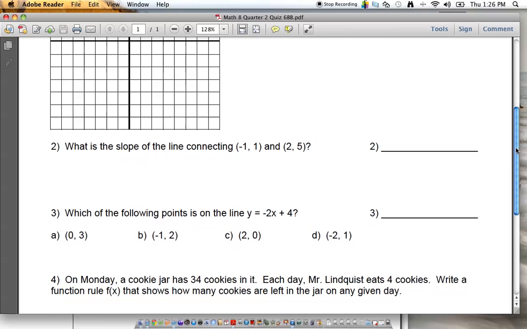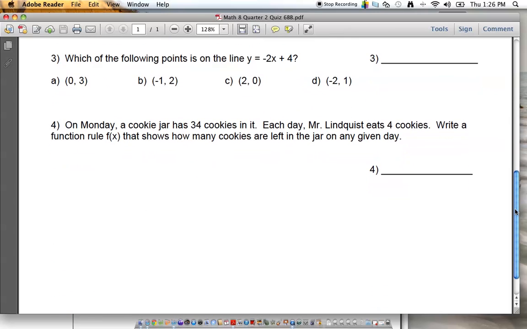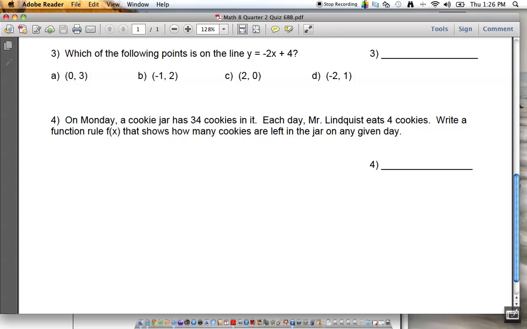Which of the following points is on the line? If it's on the line, that means that it checks, and if it's not on the line, it does not check. So remember, any point is x, y. So I'm going to put in a 2 for x and a 0 for y. So does 0 equal negative 2 times 2 plus 4?